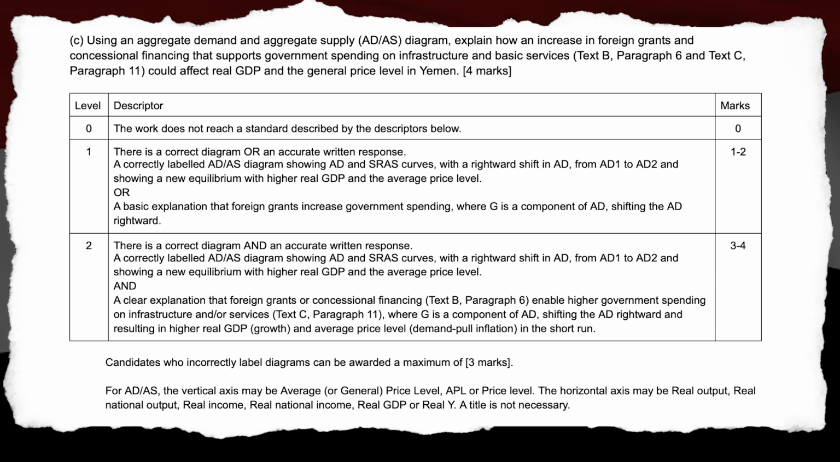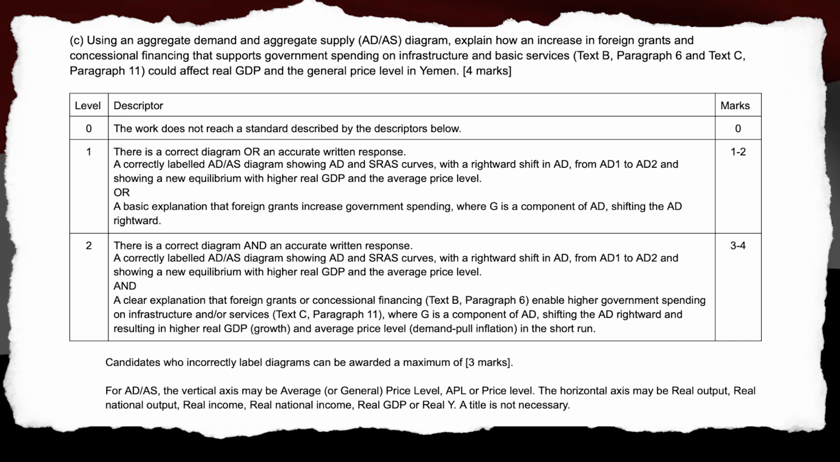4 marks. Level 1. A correctly labeled AD-AS diagram showing AD and SRAS curves with a rightward shift in AD from AD1 to AD2 and showing a new equilibrium with higher real GDP and average price level. Or, a basic explanation that foreign grants increase government spending, where G is a component of AD, shifting the AD rightward. 1 to 2 marks.